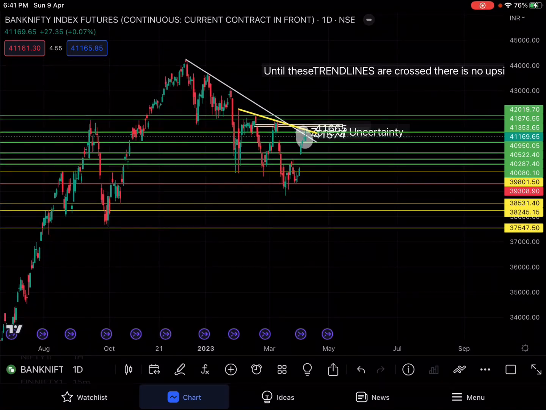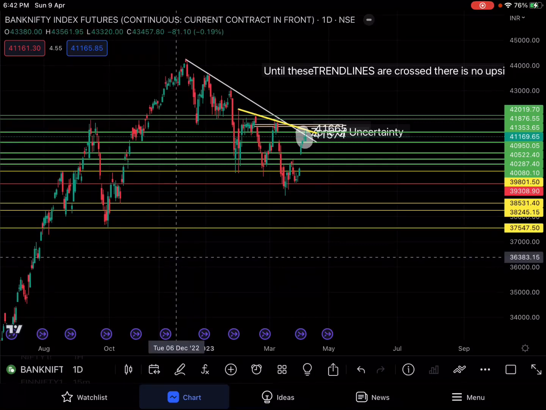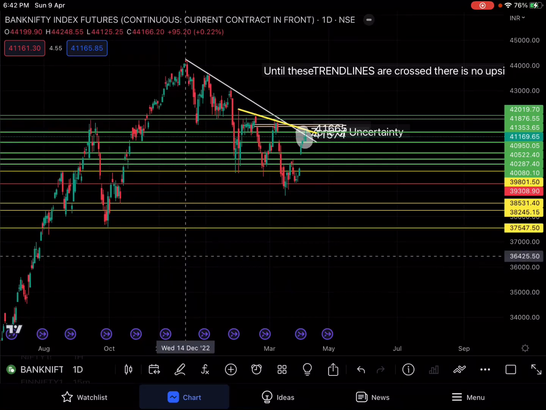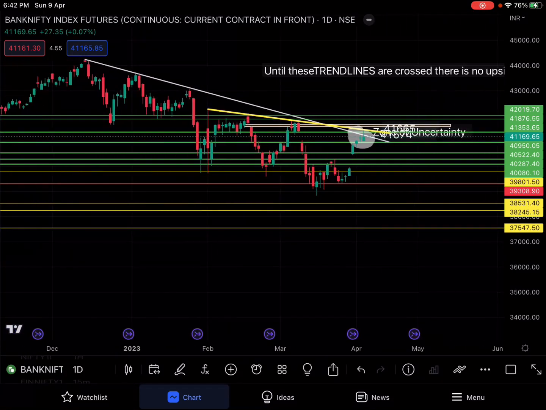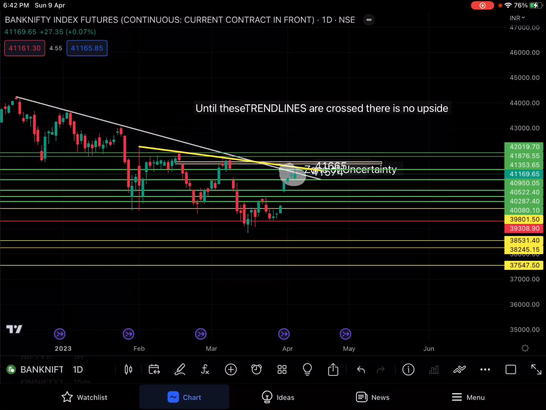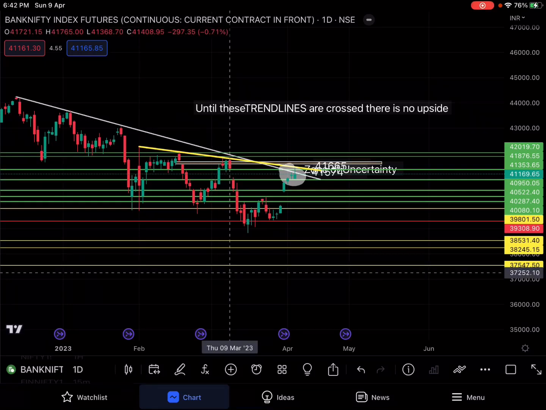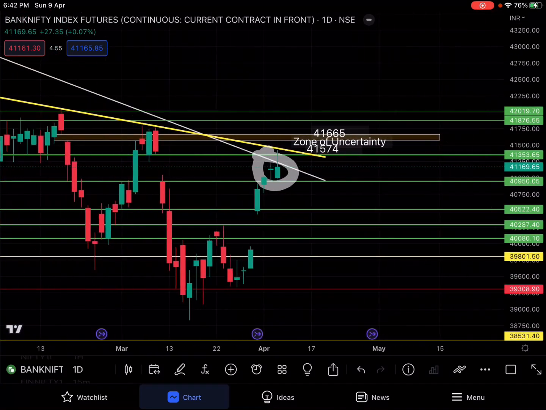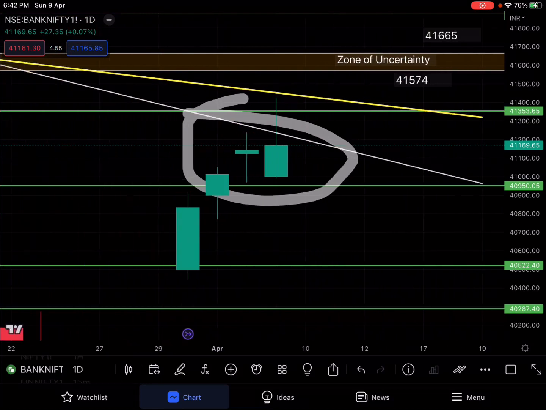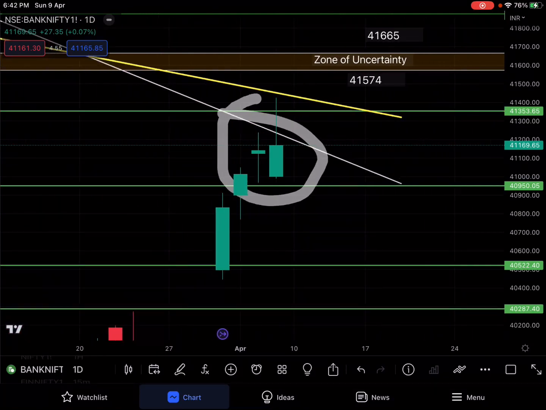Considering these trend lines as points of resistance, this major trend line has been holding since December till date. This is the first time after a long gap, I think after 9th March 2023, that we have touched it. Now I'm going to enlarge the screen for better viewing.